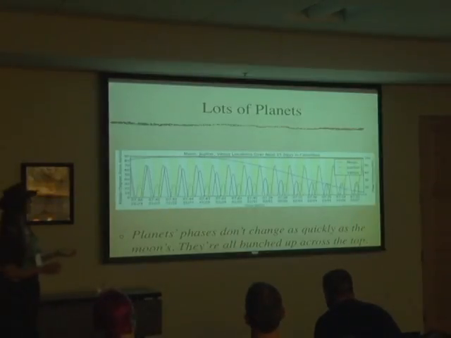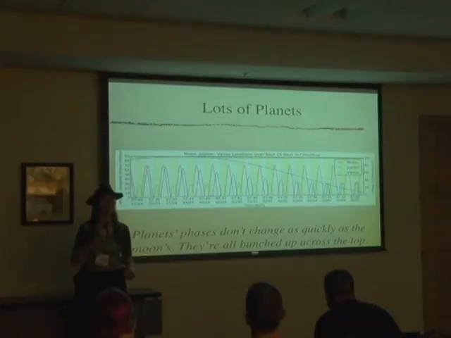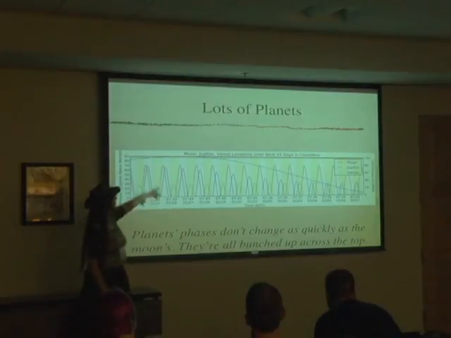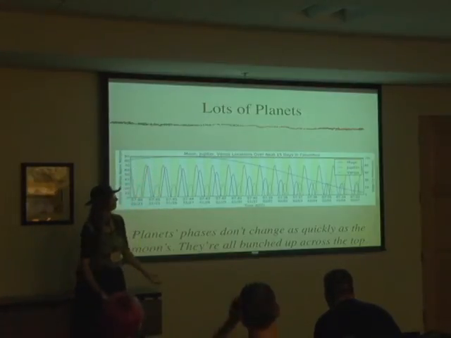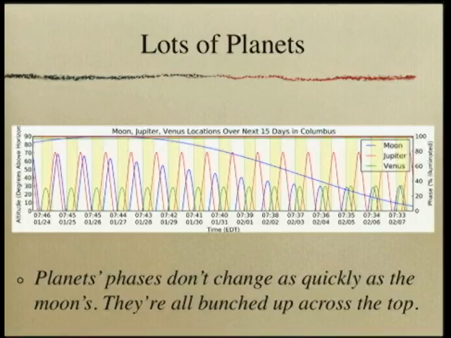And so I did the same thing for the planets. I thought, oh, this is great. I'll plot the phase of the planets too. And planets don't change as fast as the moon. So all the planets' phases are those straight lines at the top that are really, really boring. And you can see, let's see, which one's the moon? Okay, the moon is the blue one. See the blue one changing drastically over the plot?